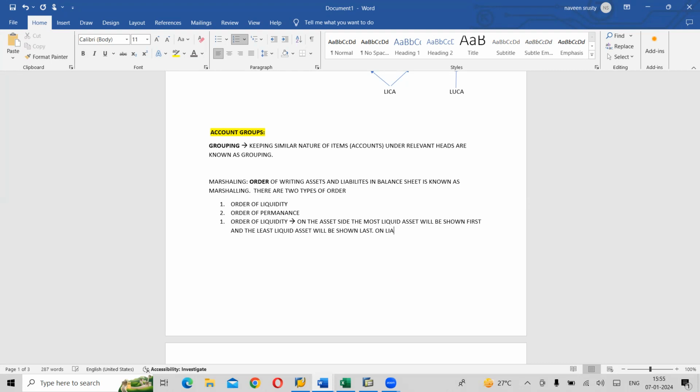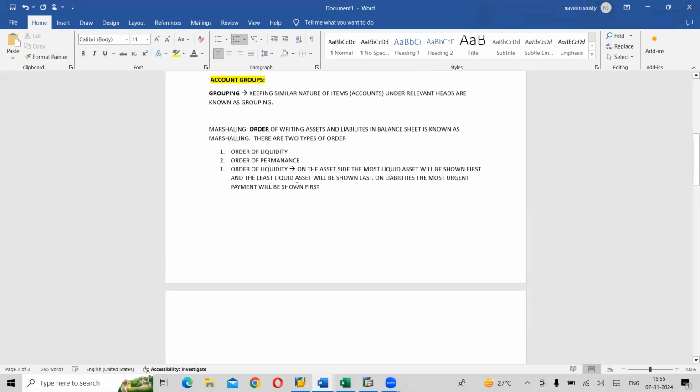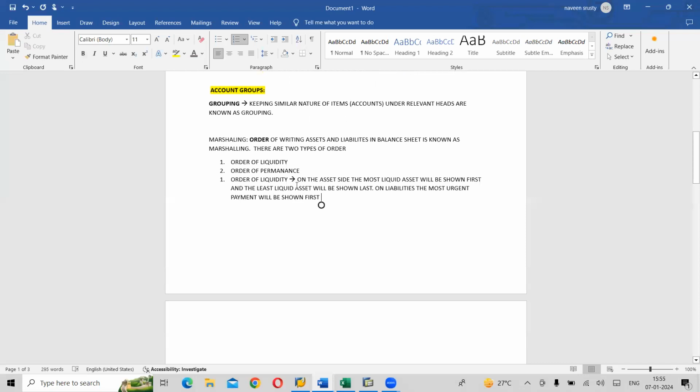on the liability side, the most urgent payment will be shown first. Okay. And what is the most urgent payment we need to do? Bank overdraft. Bank overdraft or credit card. Normally, every firm and every individual will have a credit card, right? Business card or something else. Okay, that's nothing but bank overdraft.